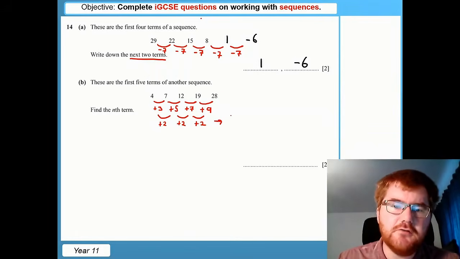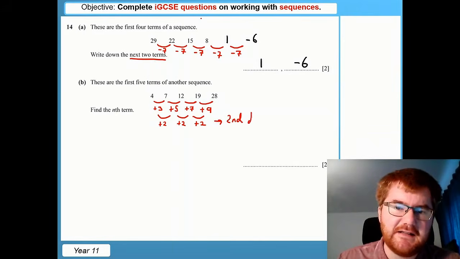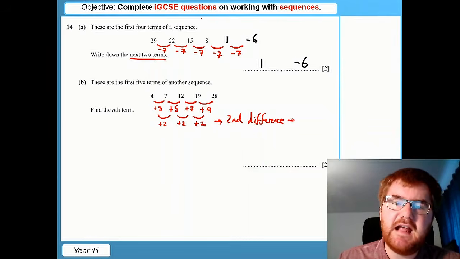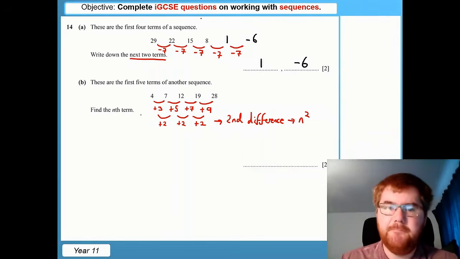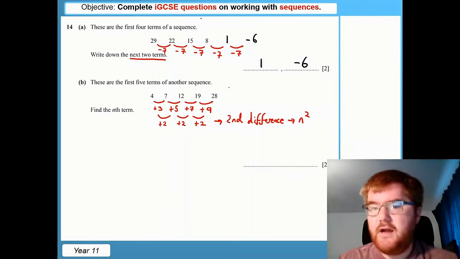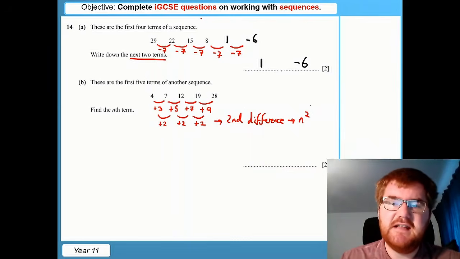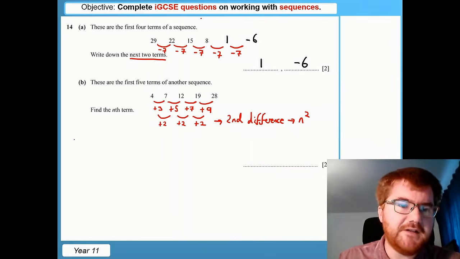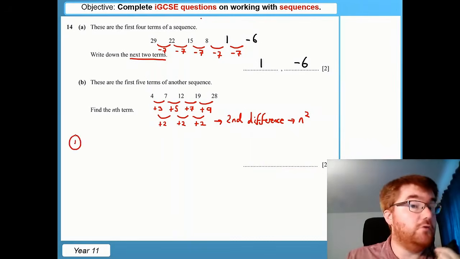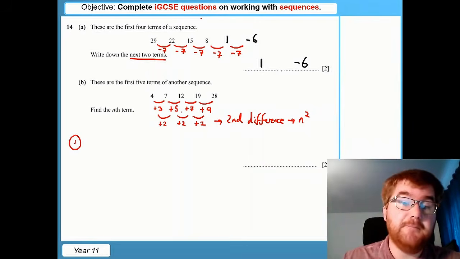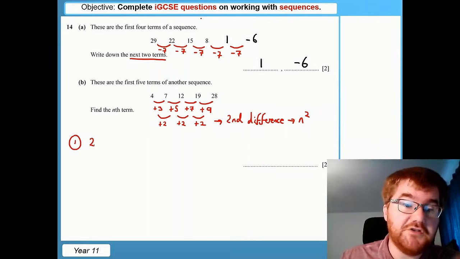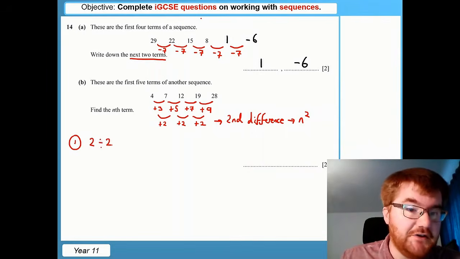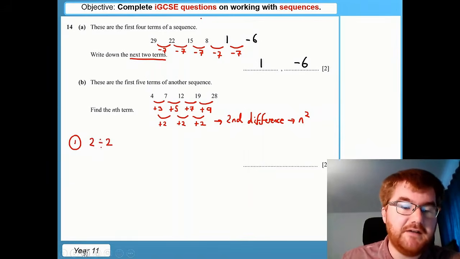And when you get this so-called second difference, and we'll see lots of questions like this today, you know there is something to do with n squared in our nth term. If there was a third difference that we'll see later on, then it'll be n cubed in some way. So because we have a second difference, there's going to be an n squared in some way. Now the first step that we need to do, and we always do this for a quadratic, is take that 2 that we just worked out and divide by 2. So for a quadratic, we always divide by 2, and we'll just quickly do that calculation here.